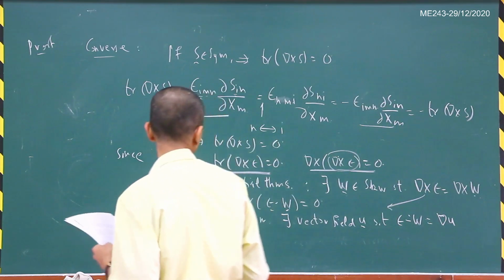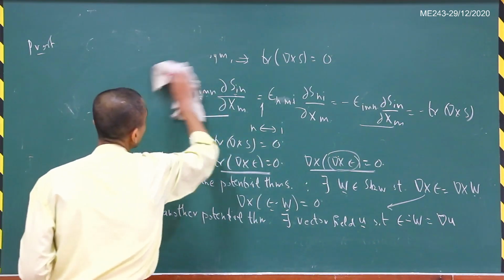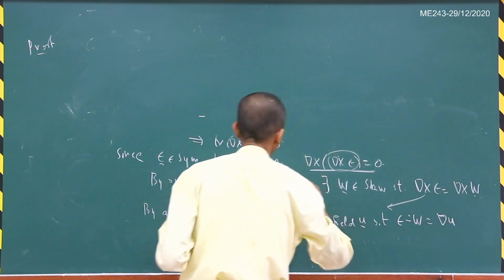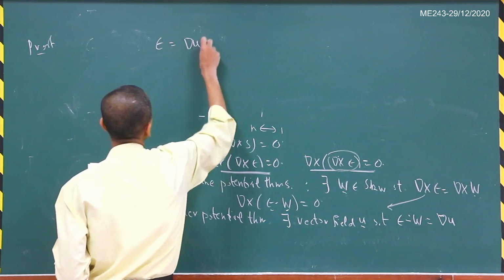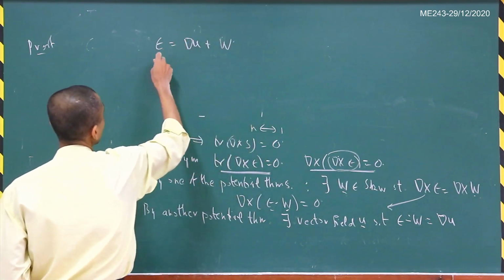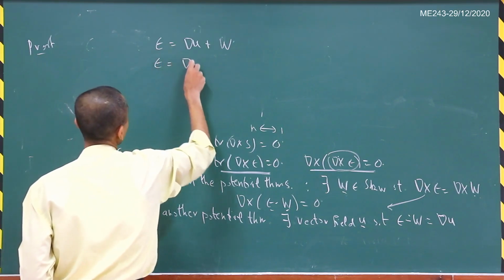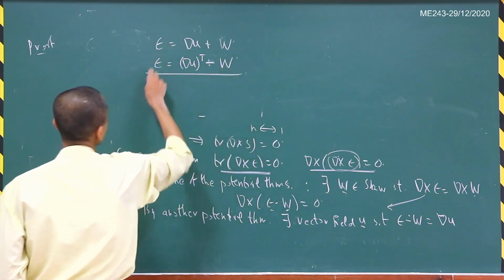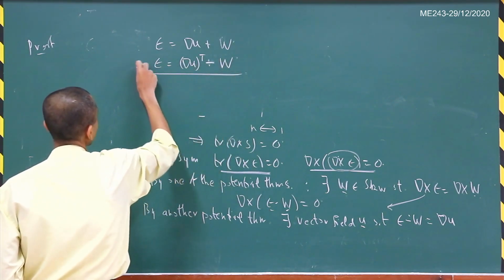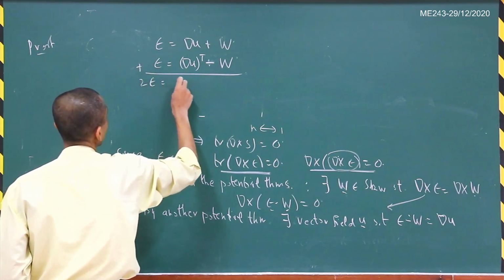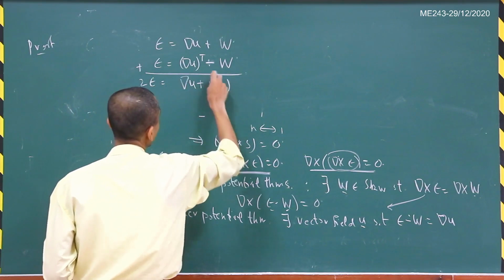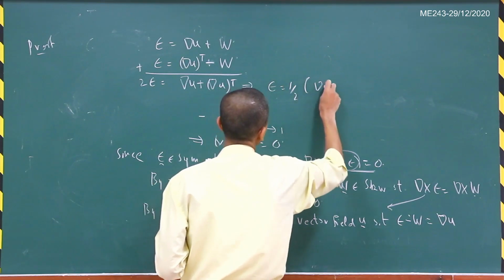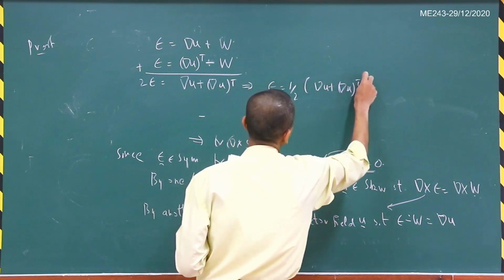Okay, so now let us write this statement here. What we have now is epsilon is equal to del U plus W. Okay? And now take the transpose of this. Epsilon transpose is epsilon itself, so you get del U transpose and then W with this. So you add these two, and you get 2 epsilon is equal to del u plus del u transpose. So this implies that epsilon is equal to half of del u plus del u transpose.